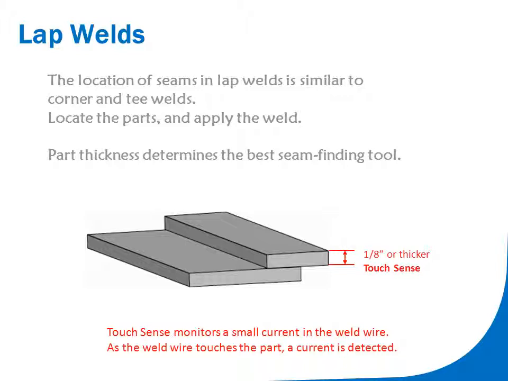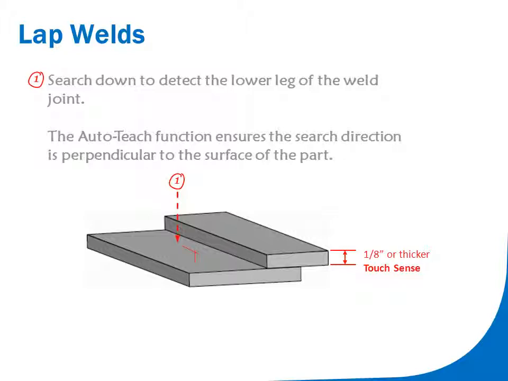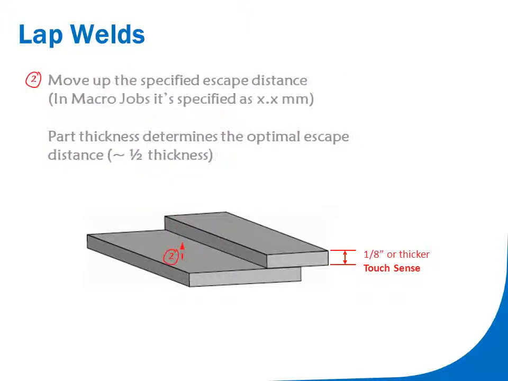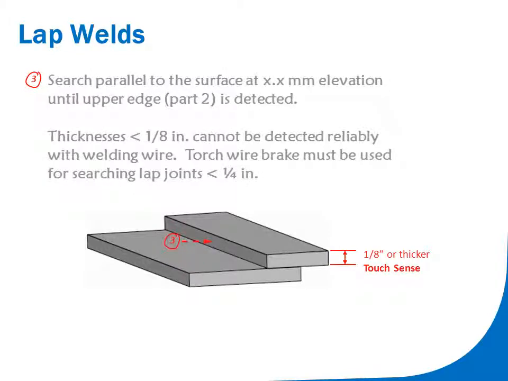Seam finding tools for lap joints are determined by the thickness of the upper plate or part. When the upper plate is 3 millimeters or thicker, touch sensing can be used. Macro jobs make seam finding programming easier, resulting in more accurate joint location. AutoTeach automatically determines the optimal search direction perpendicular to the work surface. AutoTeach also detects the work surface and moves up a specified distance before searching for the upper part.